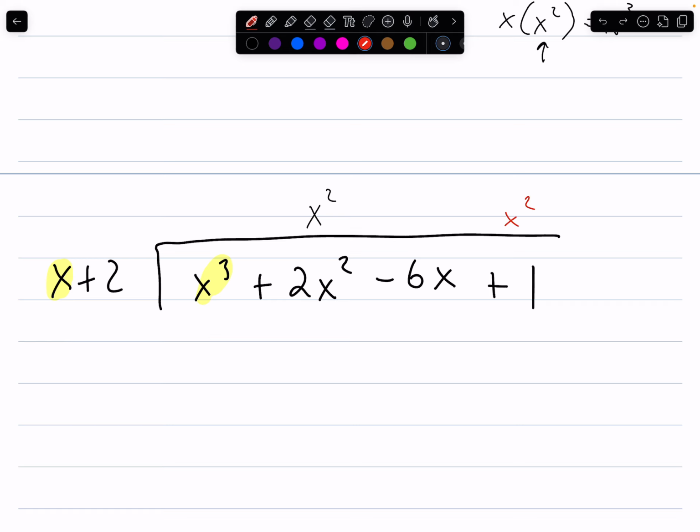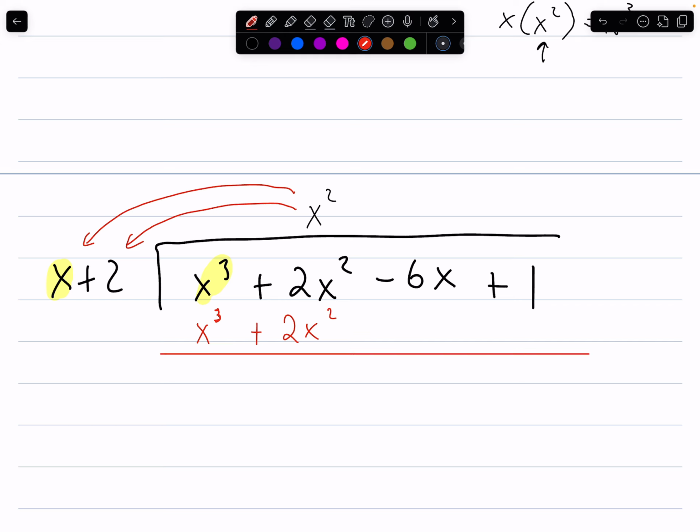But the second part is, now that I got the x squared, I got to multiply it back to these two guys. So what happens when I multiply x squared back into x? I'll get x cubed over here plus 2x squared. Cool. So now that I got x cubed plus 2x squared, the next part in my long division is I'm going to subtract going downwards. What we'll get is 0x cubed plus 0x squared.